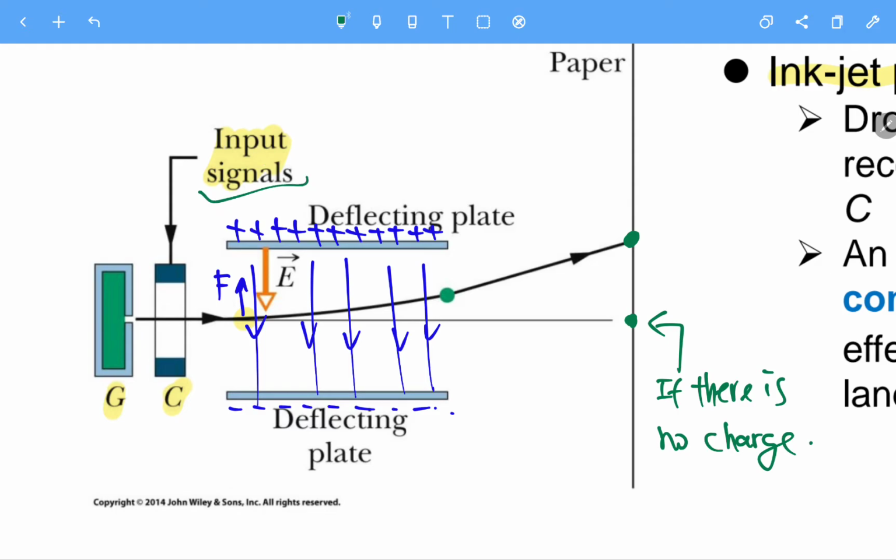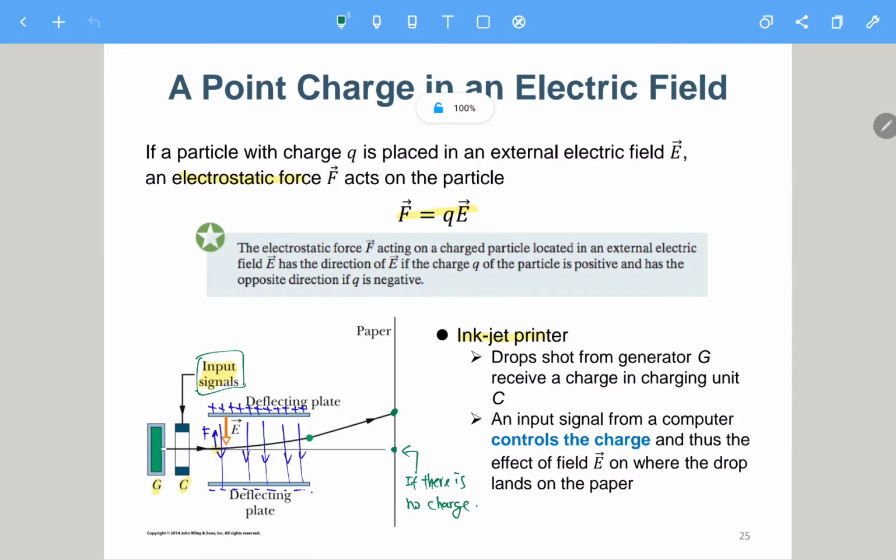So by controlling this input signal, how many charge we want to put on the green ink, we can control where this green ink will go on the paper. So the drop is shot from the generator G, and receives a charge in the charging unit C. An input signal from the computer controls the charge, and thus the effect of the E field on where the drop lands on the paper. So this is a simple application for the E-field.